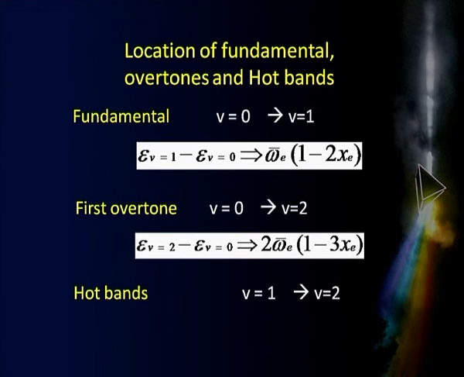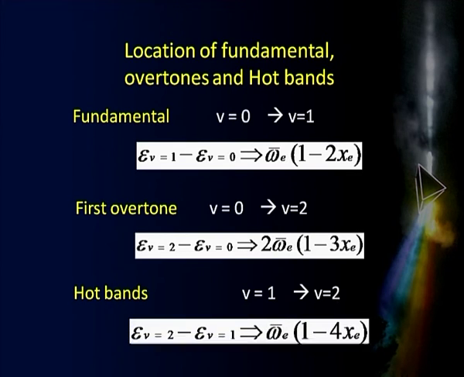And hot bands, we talked about the bands which are observed when you increase temperature. When you increase temperature, the V equal to 1 level becomes reasonably populated, and we do expect some transitions from V equal to 1 to V equal to 2. Such bands are called hot bands, and that will be located at omega E into 1 minus 4 XE. So, these are the possible locations of these transitions.